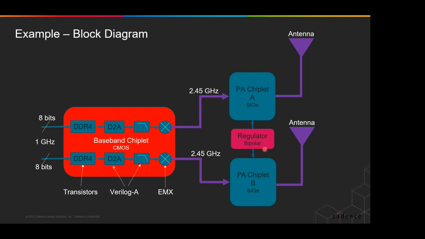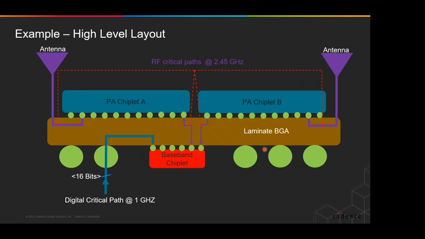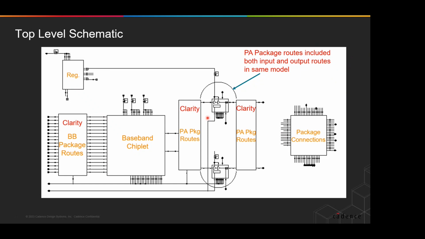And that organic laminate design in cross-section looks something like this. We have 2 8-bit channels coming into a baseband chiplet, which is mounted to the bottom of a laminate BGA. From that baseband chiplet, we have 2 RF signals which come up to our power amplifiers, and then those power amplifiers go out to antennas. In the background here is our regulator, which is not shown in this cross-section, but is a little bit easier to see on the layout views, which are on the next few slides.